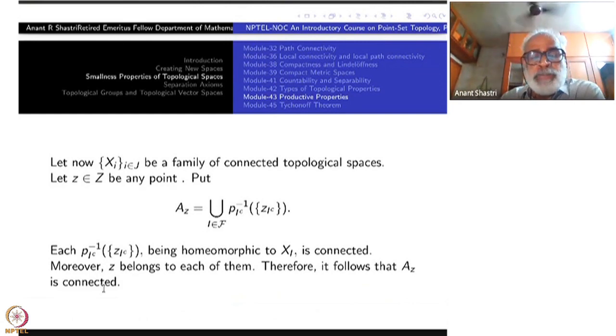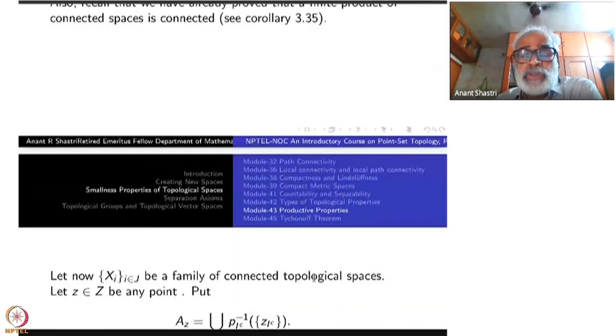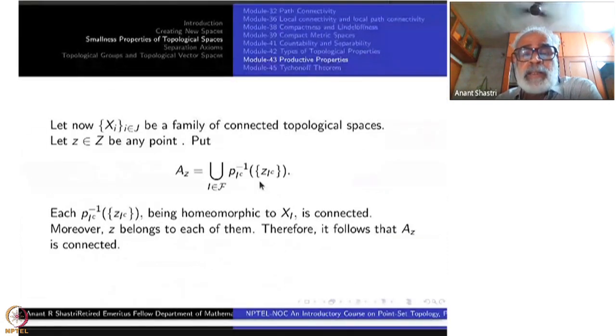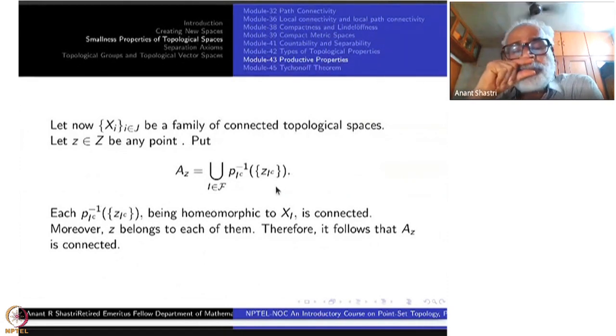Each π_{I^c} inverse of z_{I^c} is homeomorphic to X_I. Just now I told you it looks like X_I cross one single point in the complement, namely in I^c. They are connected. Why? Because I is finite, and the finite product is connected, as we have used. So each of them on the right-hand side is connected. Moreover, z is a common point to all of them. Therefore, it follows that A_z is connected. This argument we have used before also.